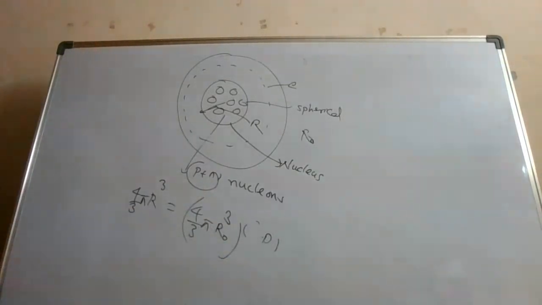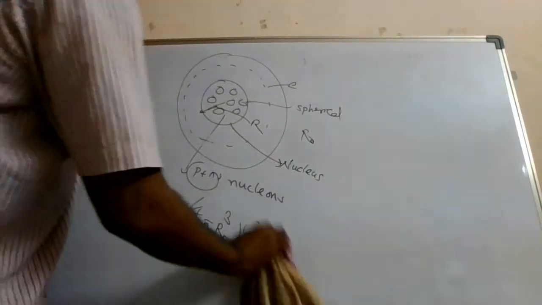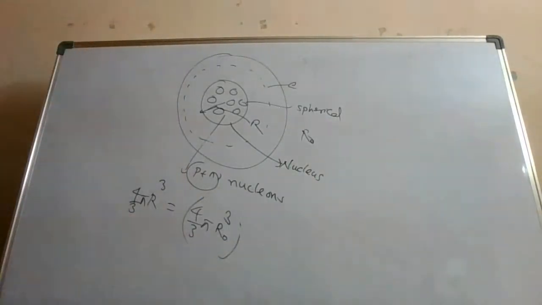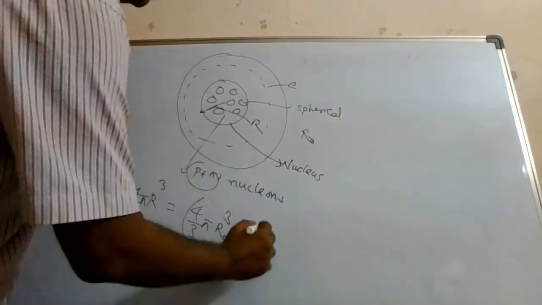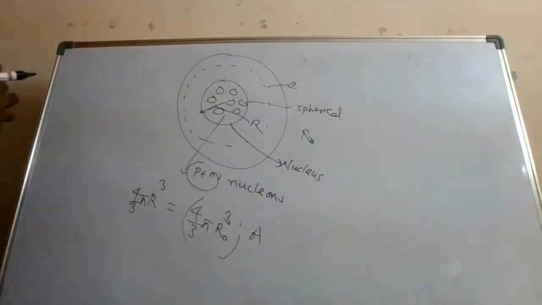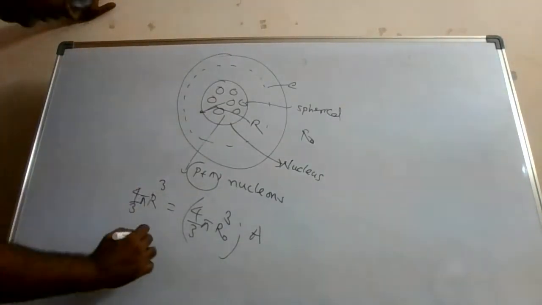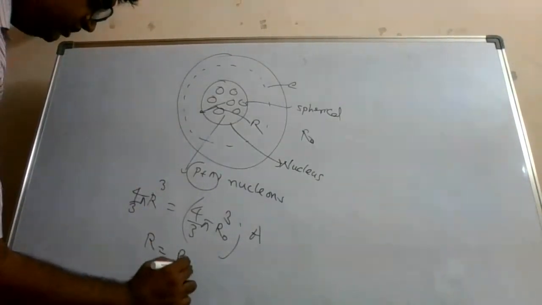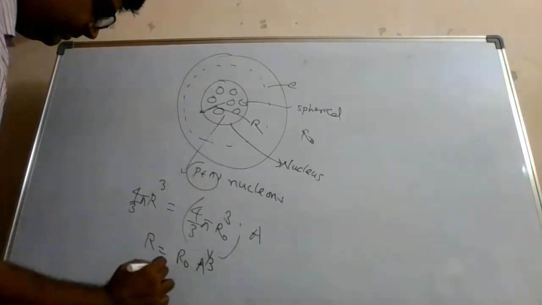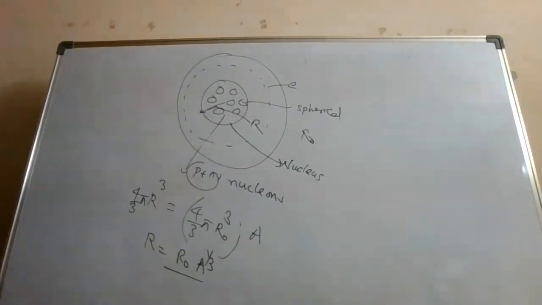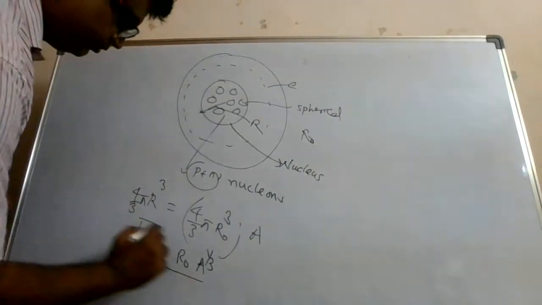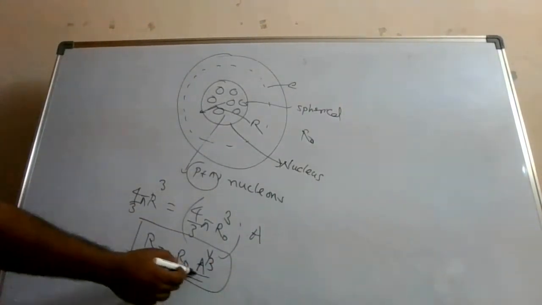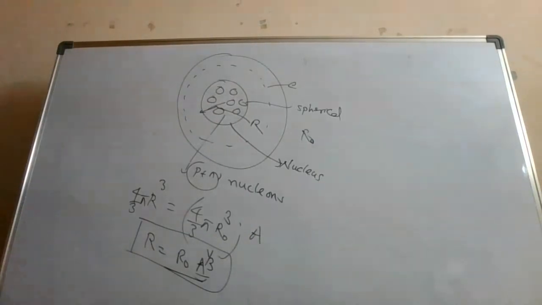So you have to multiply with the atomic mass number. What is the atomic mass number? Multiplied by atomic mass number, isn't it? So from here you can get the value of r as r0 into A to the power of 1 by 3. Okay, so this is the expression to calculate the radius of the nucleus. What is A, the atomic mass number? It is basically the sum total of neutrons and protons, the nucleons.